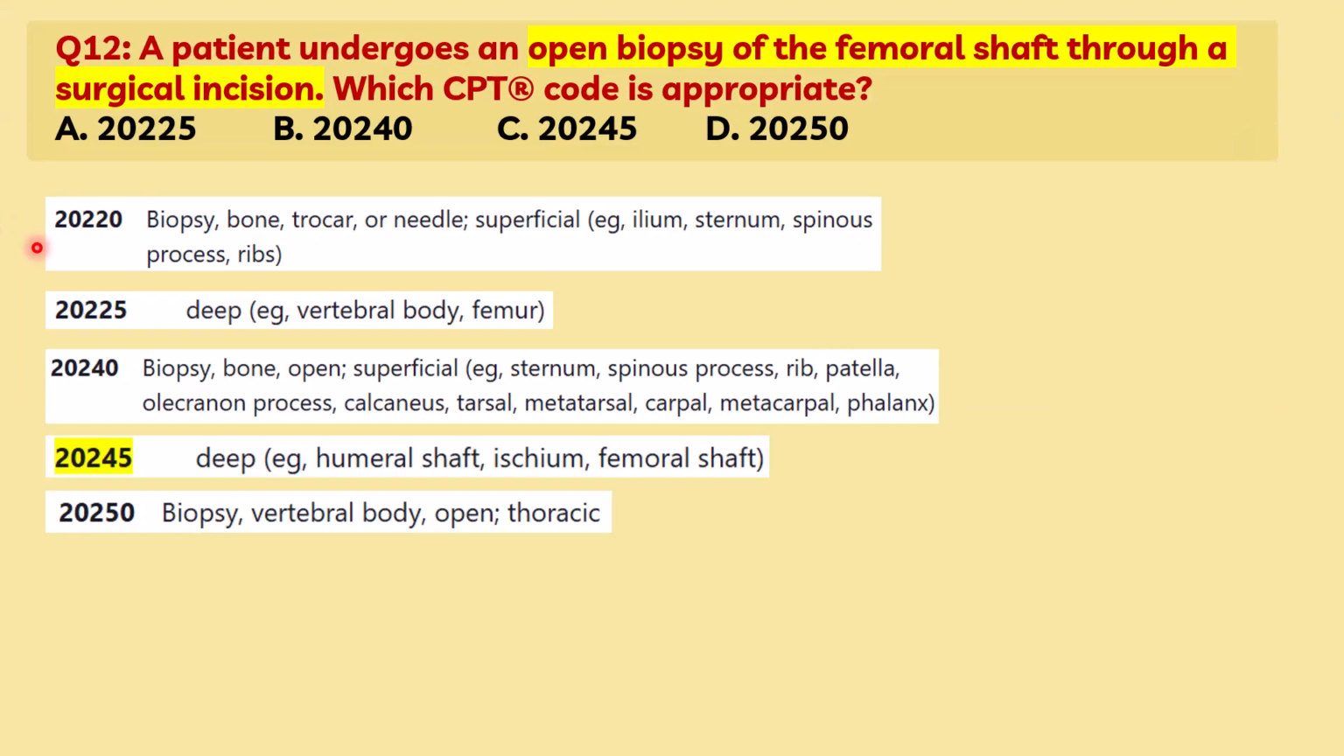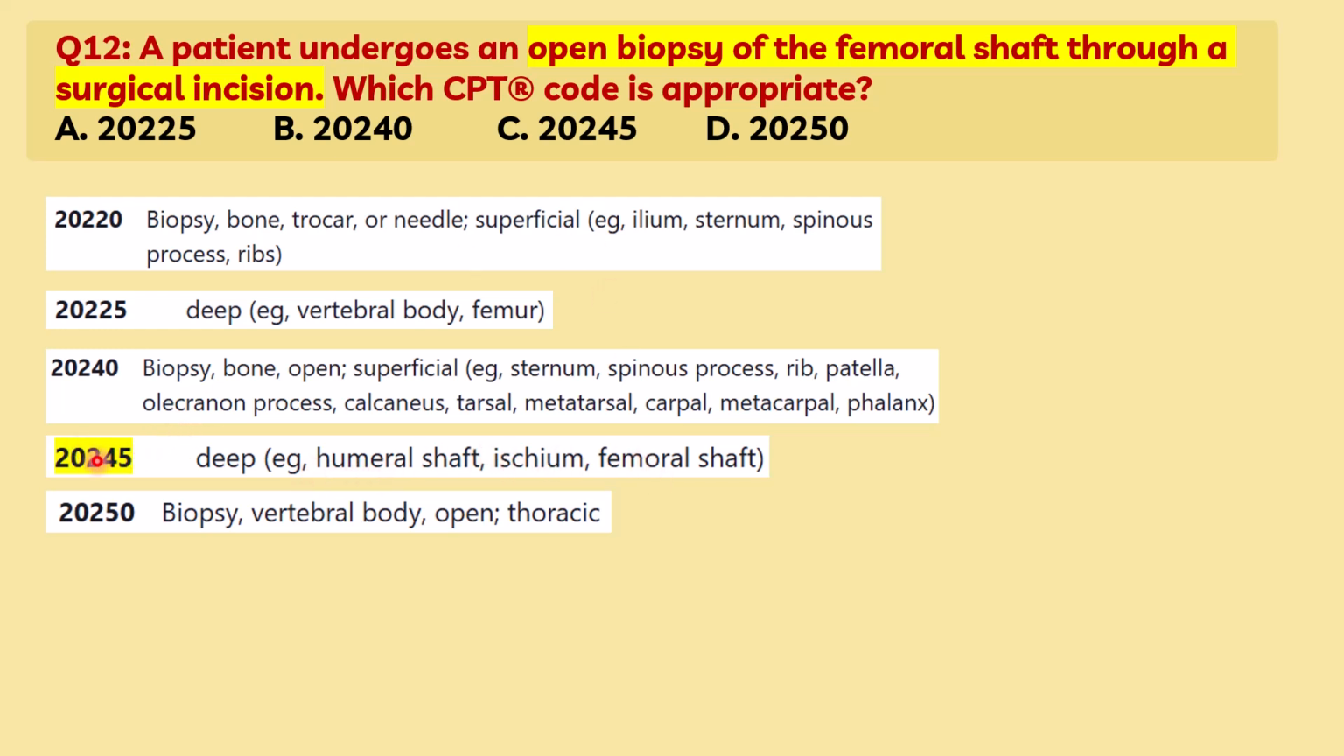Once you go to the code, 20220 says biopsy bone trocar superficial. This one is needle. So both these codes are for needle or trocar, that is the closed procedure. Let's check the other codes. 20240 says biopsy bone open superficial. But in this case it's an open procedure but it's deep. So 20245 says deep. Example, humeral shaft, ischium, femoral shaft.